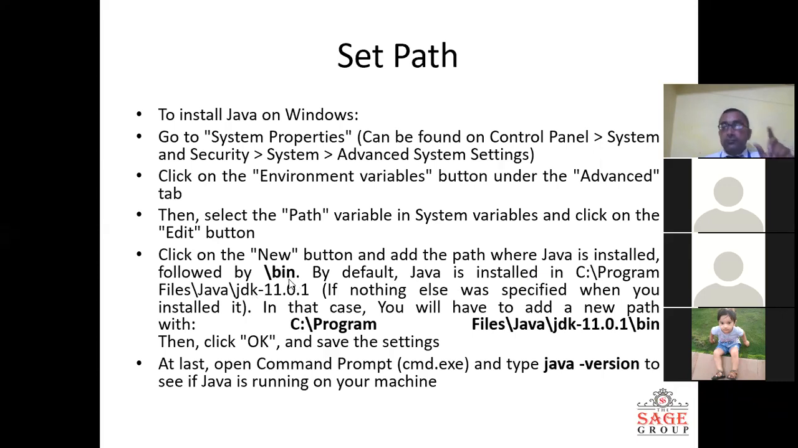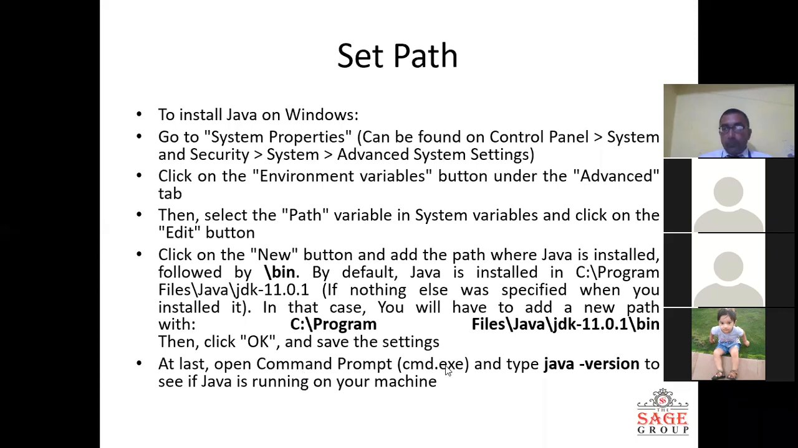Java in my system was installed in the C drive, in Program Files. Inside Program Files there was Java, and inside Java there was the JDK 14.0 in my system. After that, you click on that, and you will find a folder that is bin. Click on that and click on OK.